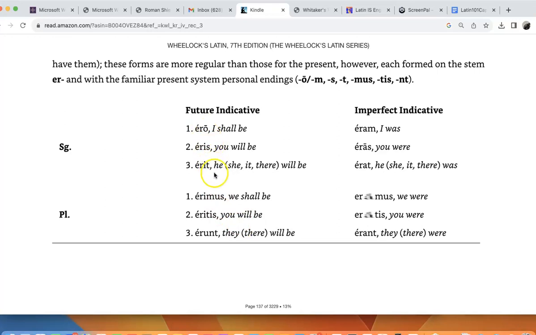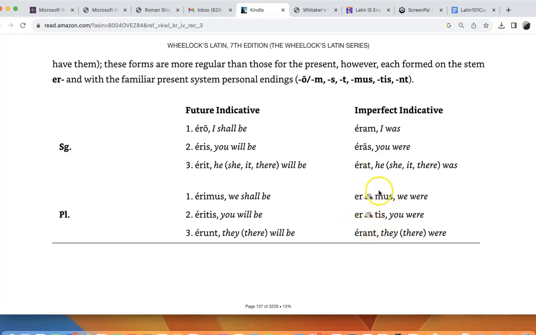So o, s, t, mus, tis, nt, but then we're going to have to be able to recognize the base form. You can see here there is a key vowel, I, if that helps you. So ero, I will; erit, he will; erimus, we will, or we shall. So that might help you a little bit. Same thing here. We saw this in the past chapter, is we have the key vowel A, which is, in this case, I was, so that might help you. Past, think past, P-A-S-T. But ultimately, these are just going to have to be memorized.